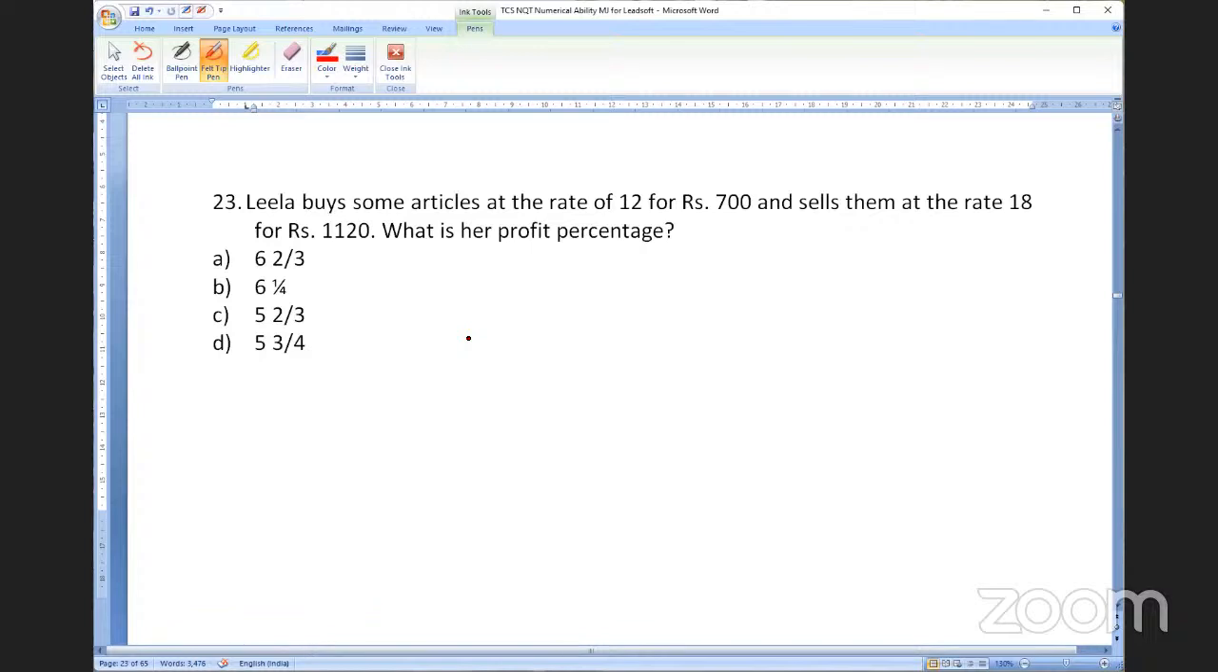Okay, let's check what we have. People are answering yes. Karsh, Komal, Prajakta, Aisha, Gautami, Pallavi. Okay, let's see. What is your answer? Leela buys some article at a rate of 12 for rupees 700 and sells them at a rate of 18 for 1120. So cost price of 12 items is 700.